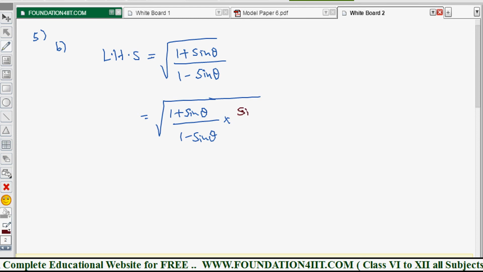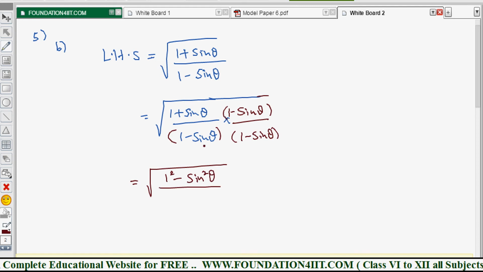That means 1 minus sin theta. So we multiply by (1 minus sin theta) by (1 minus sin theta). The same denominator you can take as it is and multiply for both. Then the square root of the numerator is (1 plus sin) into (1 minus sin), that is 1 square minus sin square theta, divided by (1 minus sin) into (1 minus sin), which is (1 minus sin theta) whole square, because we need to remove the square root. So you should use the squares.